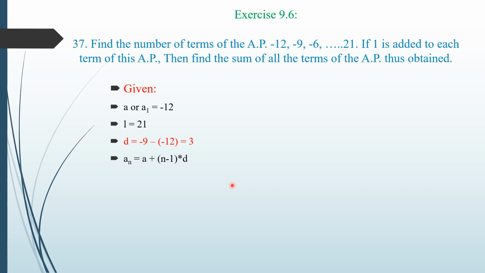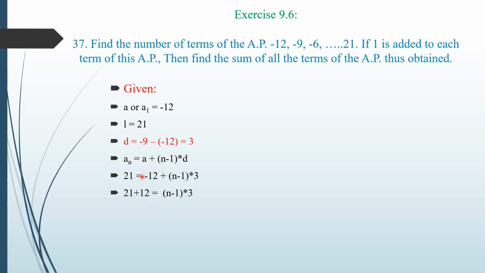Now using this formula, that is an equal to a plus n minus 1 into d, which is nothing but the formula to calculate the nth term of this AP. Substituting all the available values in this, I will first calculate the number of terms of this given AP. We know the last term is 21. I'll keep this 21 in place of an. In place of a, I'll substitute minus 12, which is the first term, plus n minus 1 I'll keep as it is. In place of d, I'll substitute 3, which we just calculated, that is the common difference. Using this information, I'll calculate the number of terms present in this AP.